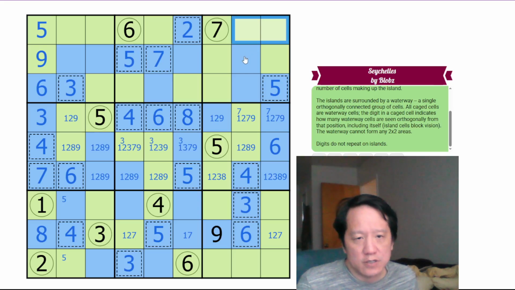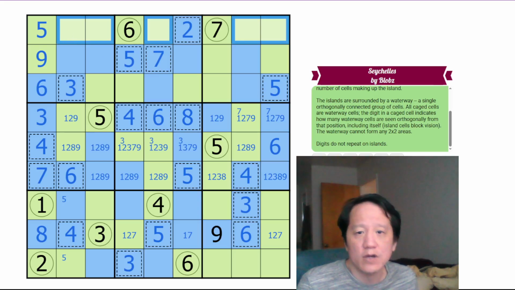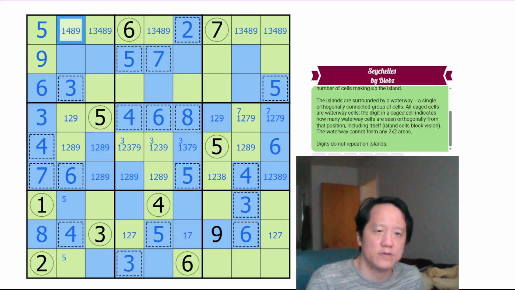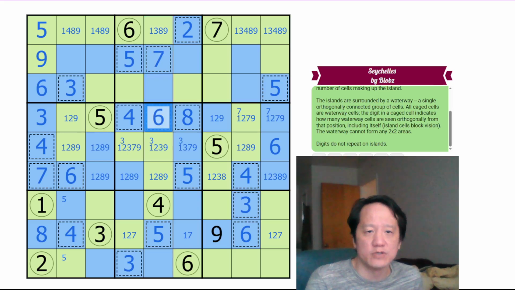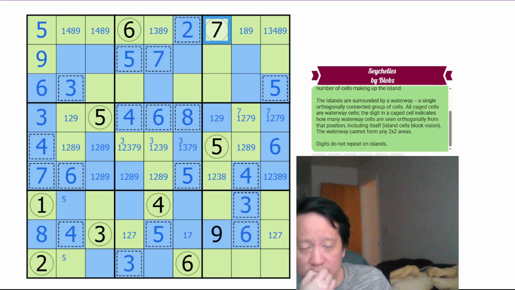Remaining digits of row 1. We have 1, 3, 4, 8, and 9. No 3 here because of 3 in the box. No 4 here because of 4 in the column. No 3 or 4 here because 3 or 4 in the column. Okay.